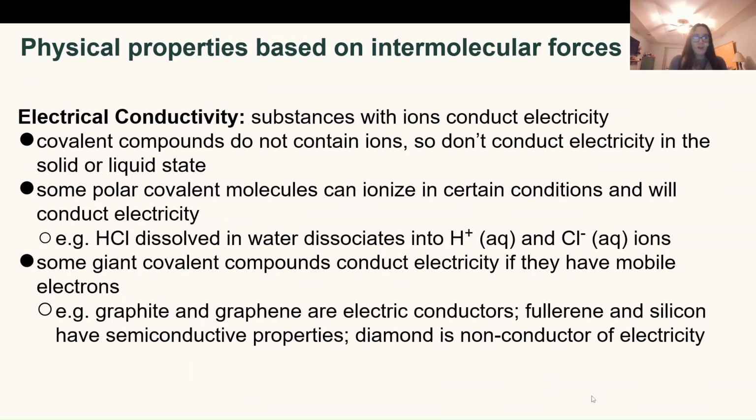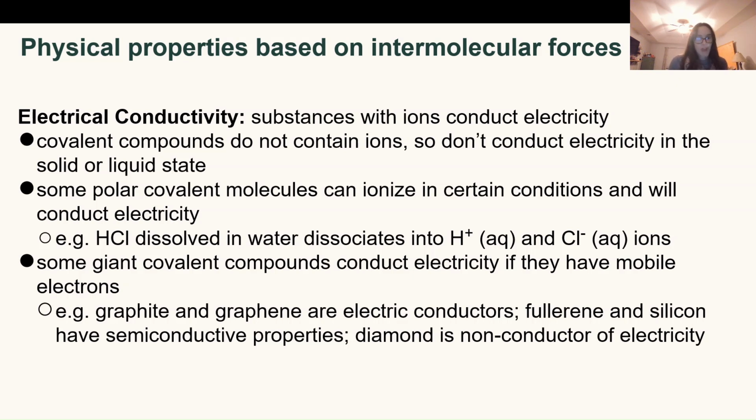So we've already talked about conductivity. Things that are covalent don't conduct electricity well in any state. That's because they don't contain ions. However, some polar covalent molecules can ionize in certain conditions and will conduct electricity. This mainly happens with acids. So if you have something like hydrochloric acid, it does dissolve in water to form hydrogen and chloride ions. So in that case, they can conduct electricity. Normally, we said that covalent compounds can't really conduct electricity in water, but they can if they're really polar.